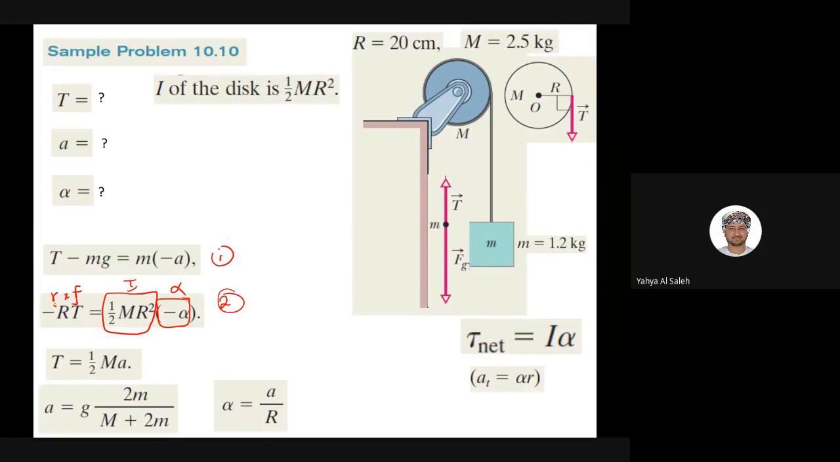So we have two equations, one with only the forces, one with the torques. Now we need to combine these two equations to get our unknowns.